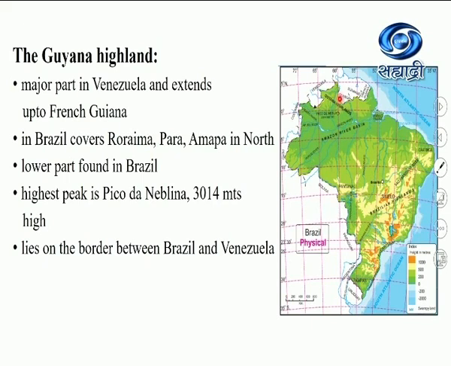The highest peak here is the Pico de Neblina peak, which is 3014 meters high. So this is the only peak which is found in the northern part of the Brazilian region. It lies on the border between Brazil and Venezuela. The Guiana Highland lies between Venezuela and the Brazilian region.